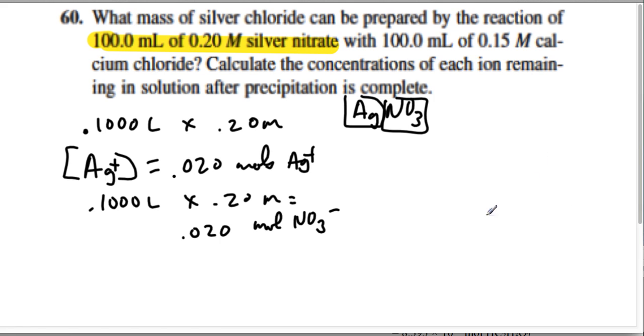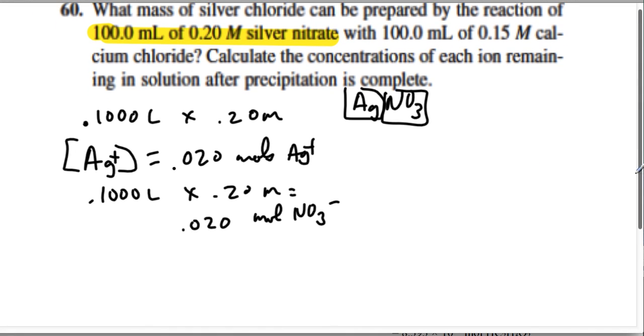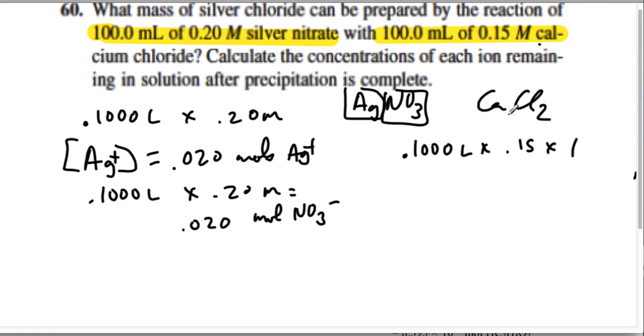Then the next thing I'm going to do is find the amount of each ion as far as calcium chloride, CaCl2. So I'm going to do the same thing. If you notice here, I'll highlight it, it's 100 milliliters of 0.15. So it's the same idea. For calcium, it's going to be 0.1000 liters times 0.15 times 1, because that's my subscript right there. So Ca 2 plus moles is going to be 0.015 moles.